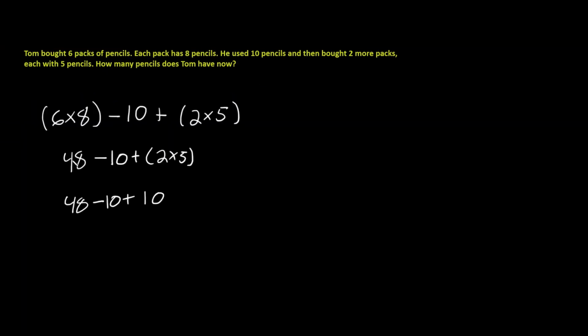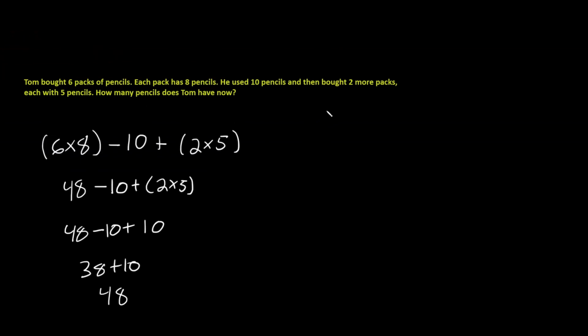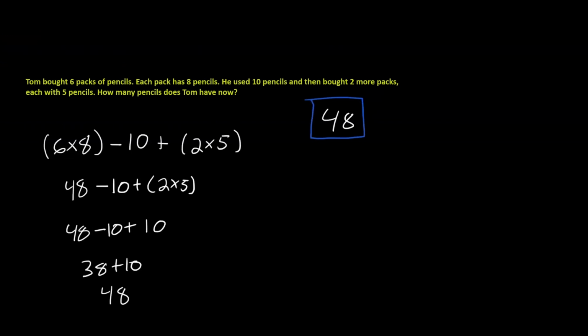First of all, we see there's no exponents outside the parentheses, and there's no multiplication or division. So now we can start with addition and subtraction going left to right. So 48 minus 10 is 38. And then we're still adding 10, and then 38 plus 10 is just going to be 48 again. So our answer to this problem, how many pencils does Tom have now? He has 48 pencils. And we are done.